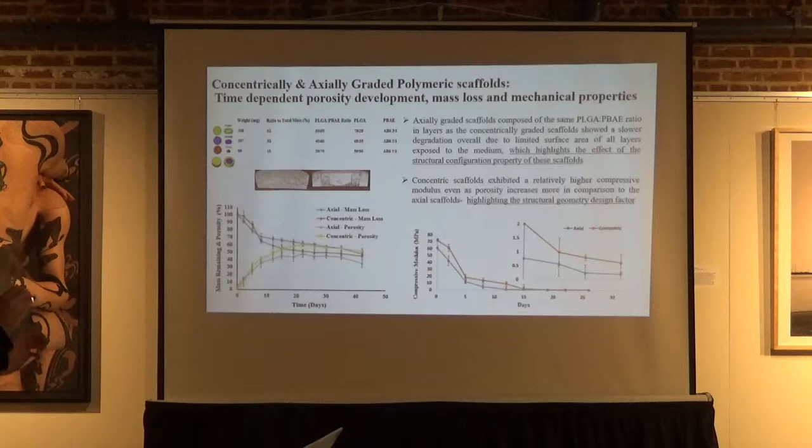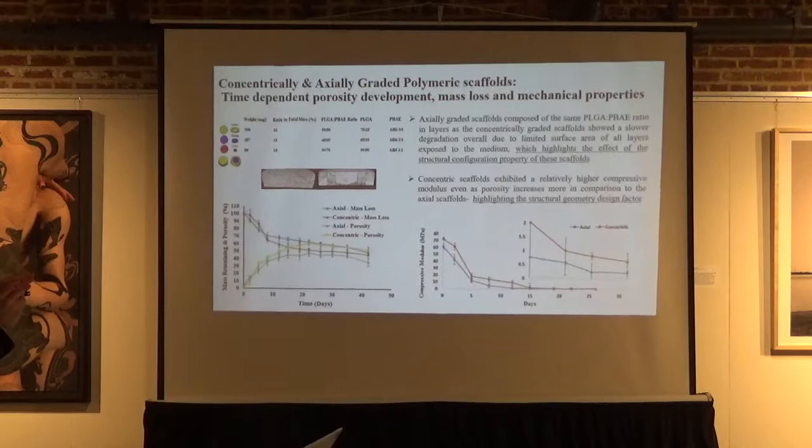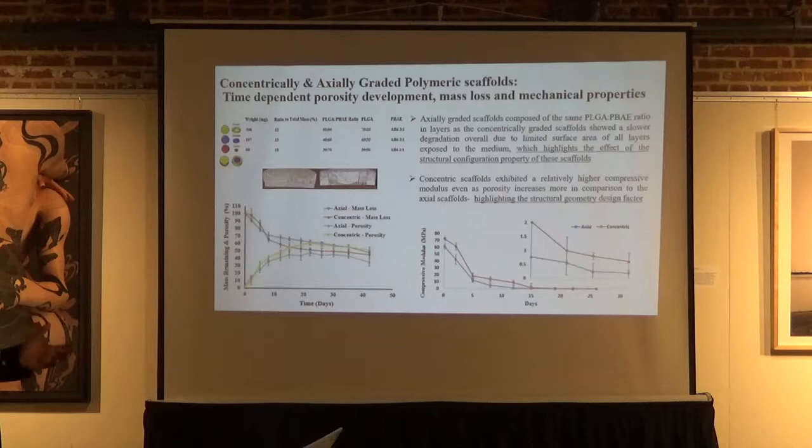As you see, the axially graded scaffold is showing a slower degradation overall due to limited surface area of the layers. You have all those layers on top of each other, so the medium doesn't get the same access as it does with the concentrically graded scaffold. And the concentric scaffold exhibits a higher compressive modulus even as porosity is increasing, because you have that outer core right here that has the same height for the whole scaffold, and even though the scaffold is getting more porous from within, it still holds the mechanical properties that it was intended for.